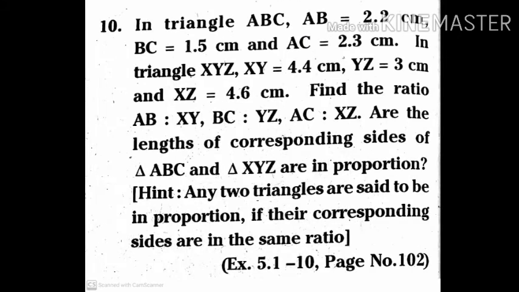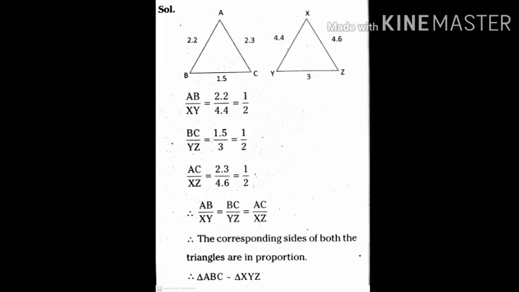Next question, 10th one. In a triangle ABC, AB is equal to 2.2 cm, BC is equal to 1.5 cm and AC is equal to 2.3 cm. In a triangle XYZ, XY is equal to 4.4 cm, YZ is equal to 3 cm and XZ is equal to 4.6 cm. Find the ratio AB is to XY, BC is to YZ, AC is to XZ. Are the lengths of corresponding sides of triangle ABC and triangle XYZ in proportion?